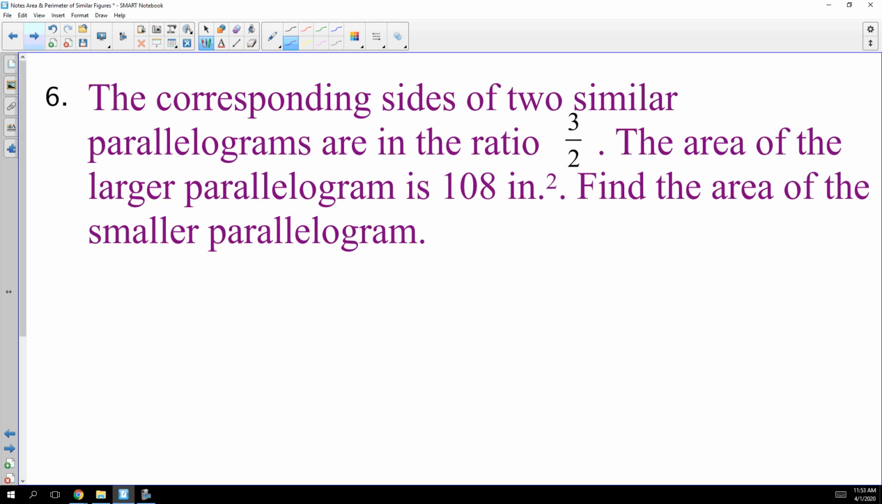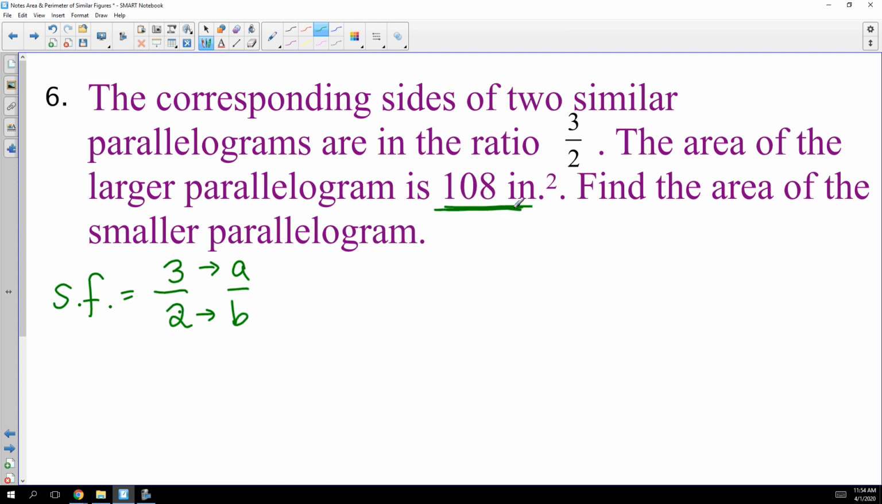Very last problem. Here we go. Okay, we've got corresponding sides of two similar parallelograms in the ratio of 3 to 2. The area of the larger parallelogram is 108 inches squared. Find the area of the smaller parallelogram. Okay, so we know that if we compare the sides, 3 over 2, 3 is like A and 2 is like B, right? That is what that scale factor was represented by. But we know the area of the larger parallelogram.